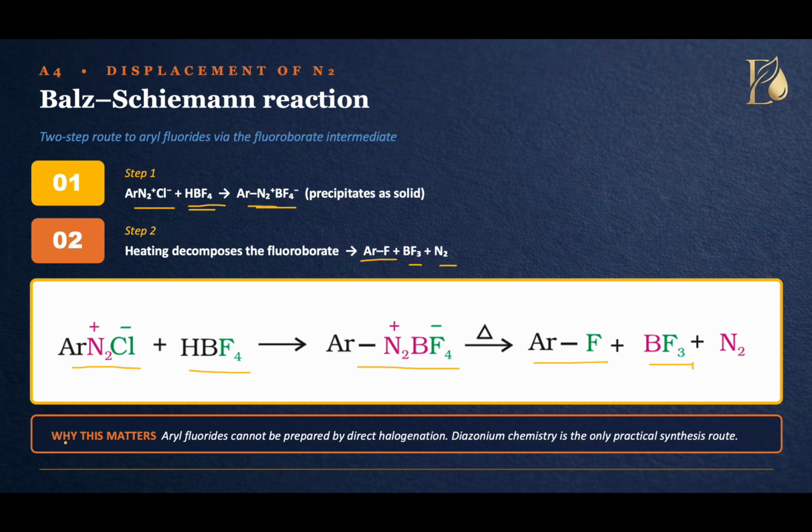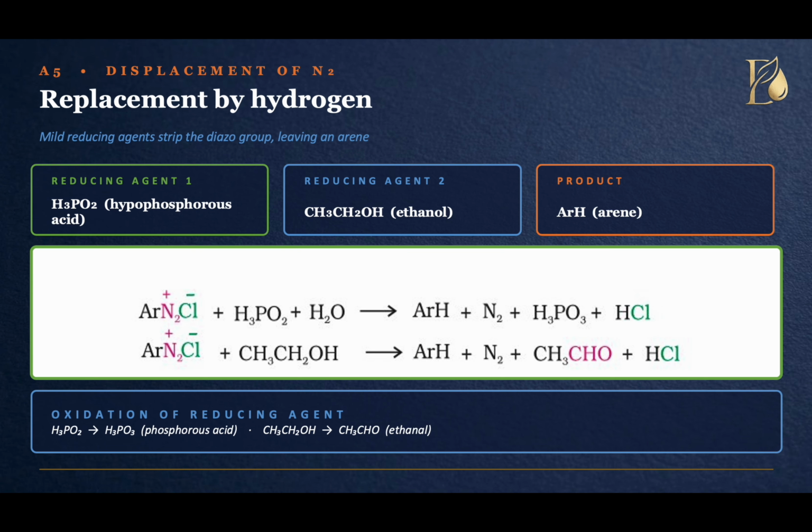What is the importance of this reaction? Aryl fluorides cannot be prepared by direct halogenation. Diazonium chemistry is the only practical synthesis route for this preparation. Here is the importance of Balz-Schiemann reaction. Now, the next reaction is conversion of diazonium salts into simple benzene derivatives by replacing the diazo group with hydrogen atom.